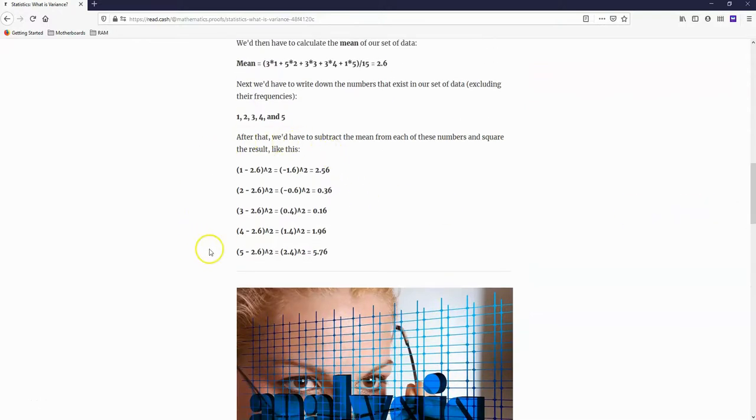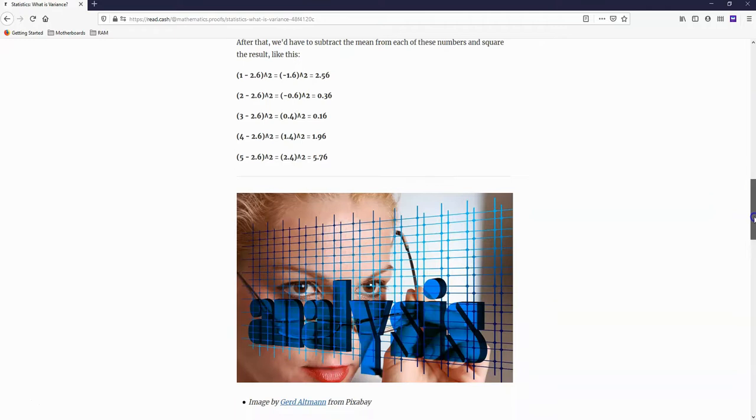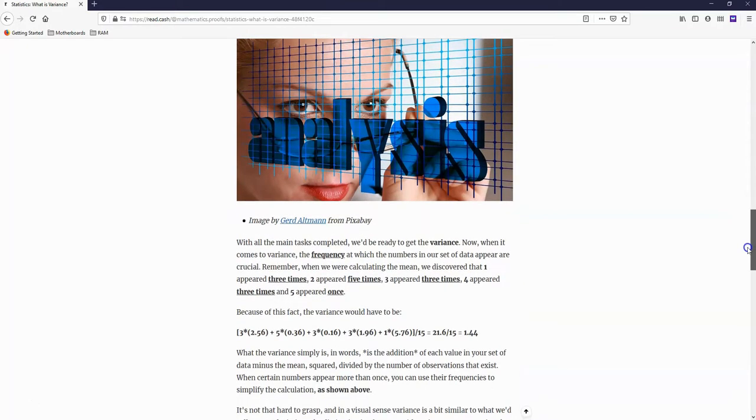So we have these important results over here. 1 minus the mean squared is 2.56, and we've done this calculation for 2, 3, 4 and 5 as well. We also have the frequency at which each number in our set of data appears. Okay? Now with this information we can now find the variance.